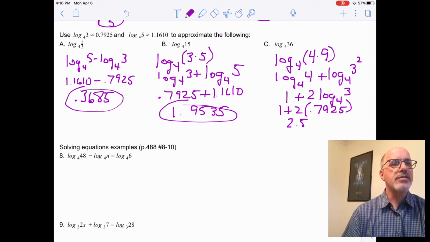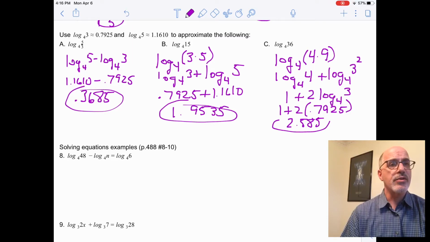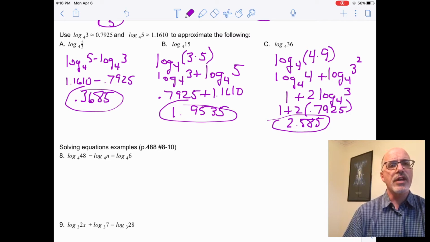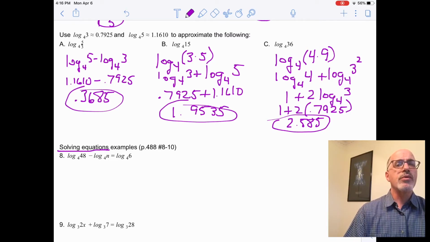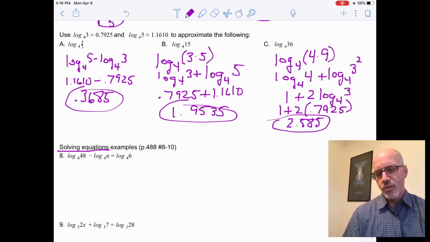So it's a matter of simplifying with what we know and then simplifying it down using, in this case, some approximations. All right, now let's start solving equations. That's what's different about this next part, the solving equations part. Before we were just simplifying expressions. So we're going to use the rules now backwards.